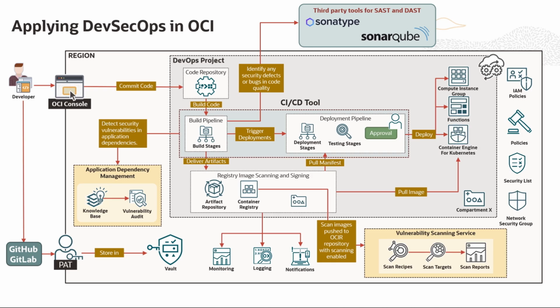When deploying to OKE, we can use Kubernetes security features such as role-based access control and network policies to ensure that only authorized users and services can access our applications and services. We can also use secrets management to securely store and manage sensitive information such as passwords, API keys, and other credentials. Continuous monitoring of our application's environment is essential for identifying security issues.